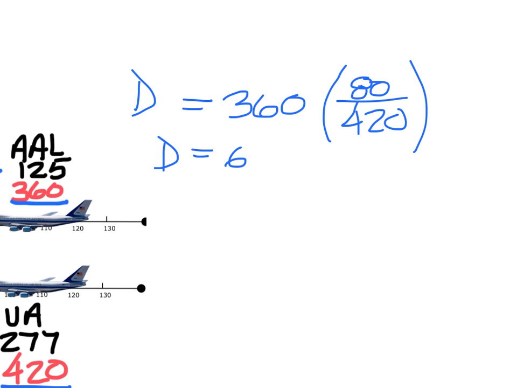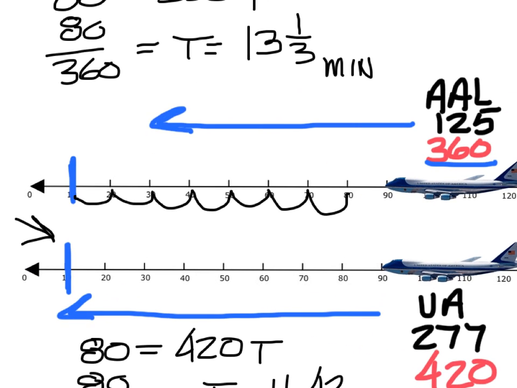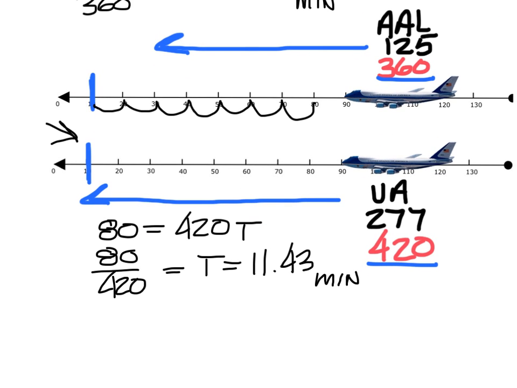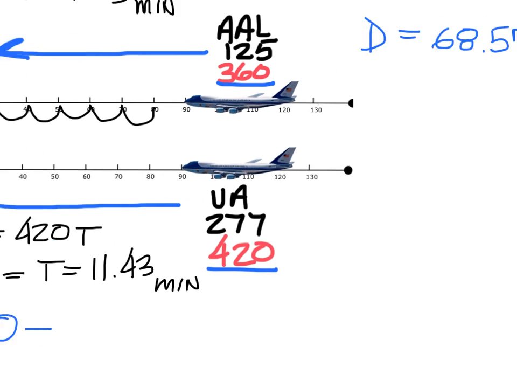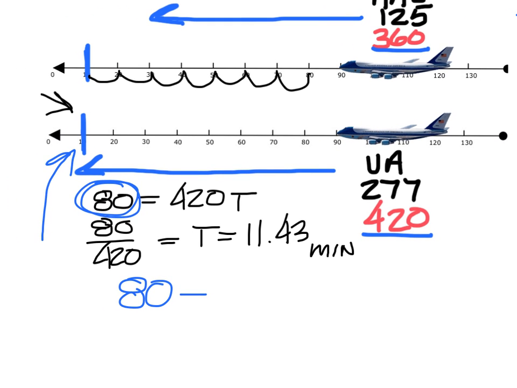68.57. What units is that? Miles. 68.57. So this one, when it reaches this blue mark here, it's at 80 miles. And this other one would be at 68.57.